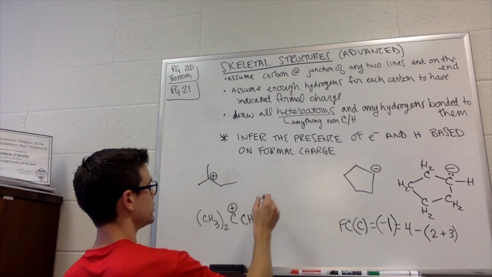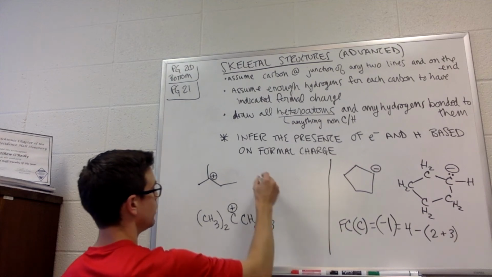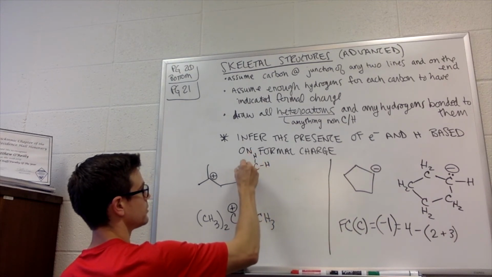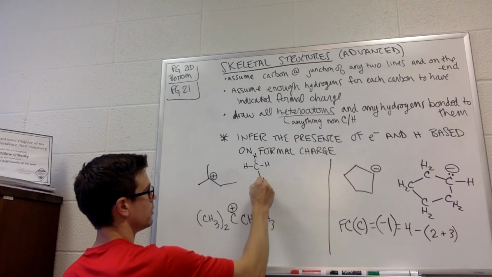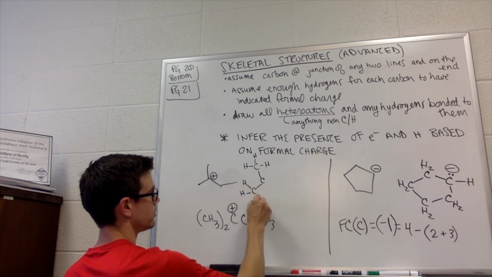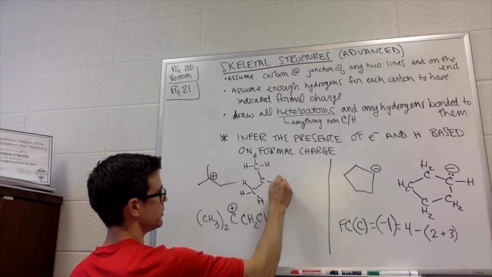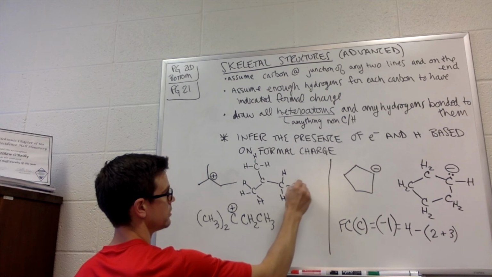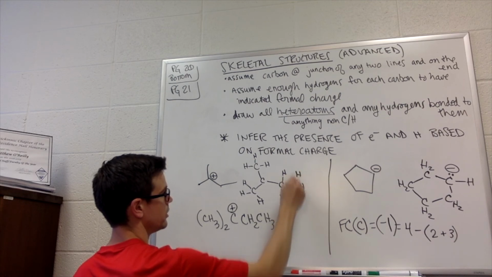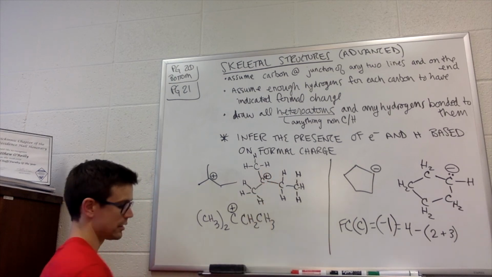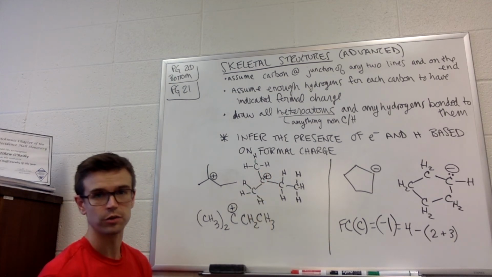What would the Lewis structure look like? It would be a CH3. Man, this is going to take so long. CH3, CH2, CH. Oh man, I almost did a condensed. So that's what the Lewis structure would look like.